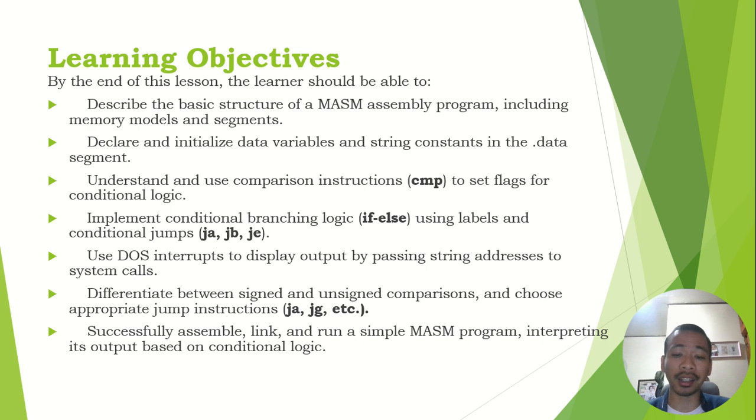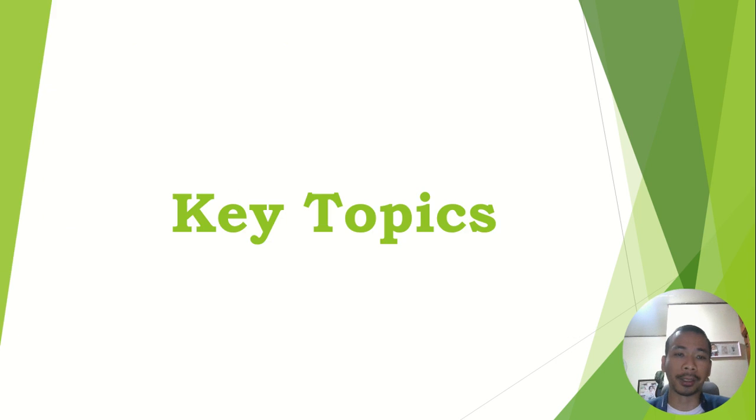Differentiate between signed and unsigned comparisons and choose appropriate jump instructions such as JA, JG, and so on. Successfully assemble, link, and run a simple MASM program, interpreting its output based on the conditional logic.